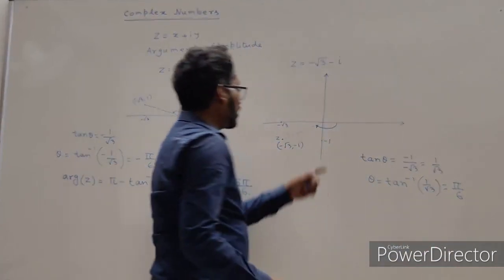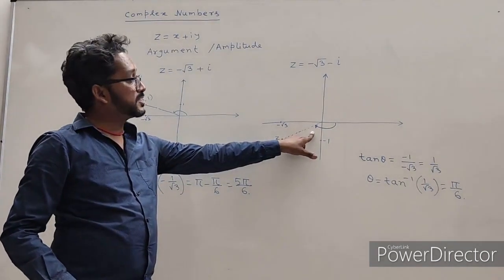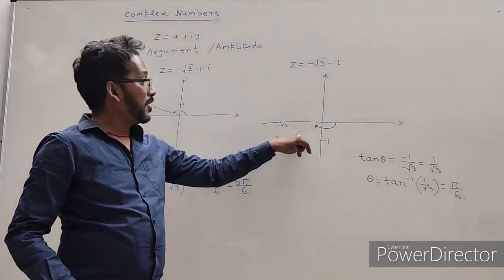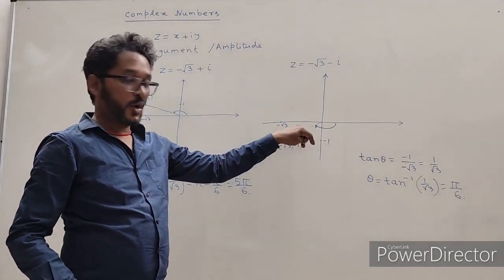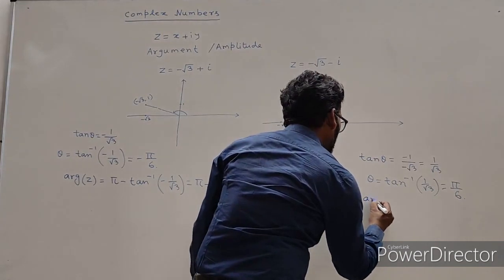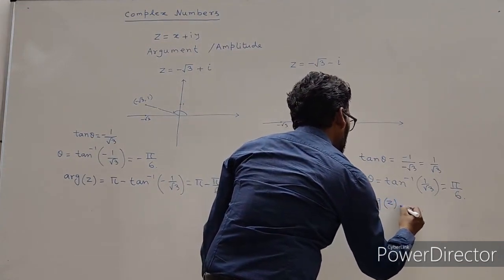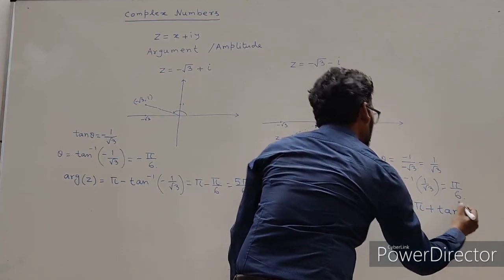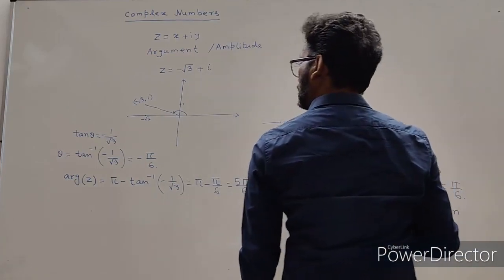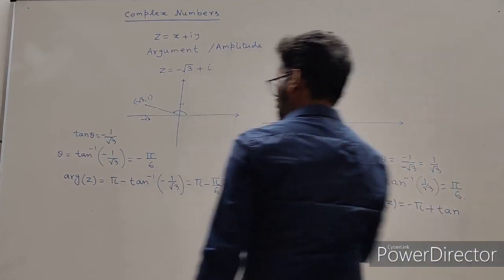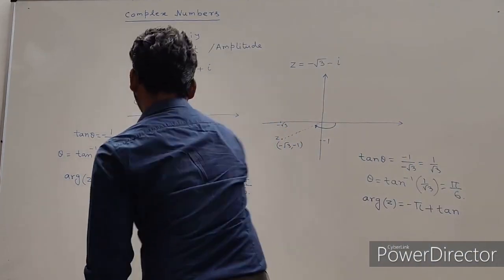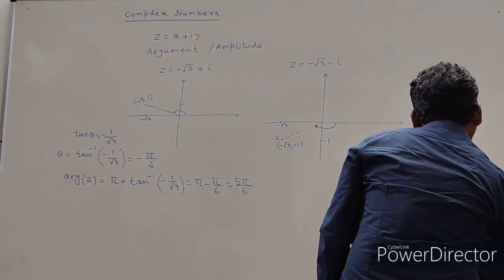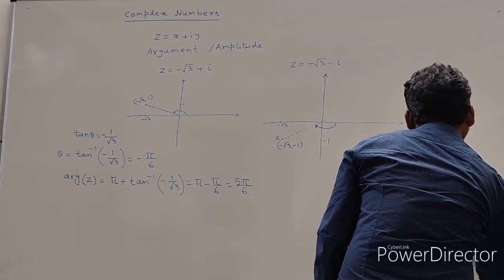But you see that the principal argument is not pi by 6. In this case, the actual argument is minus pi plus pi by 6. Okay. So in this case, the argument should be equal to minus pi plus tan inverse of 1 by root 3.